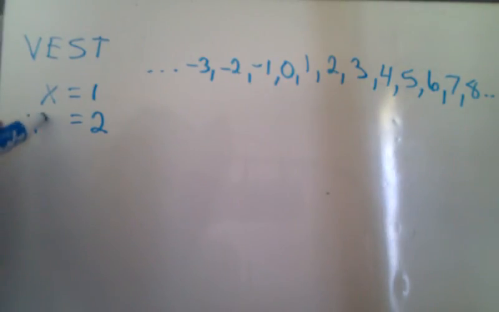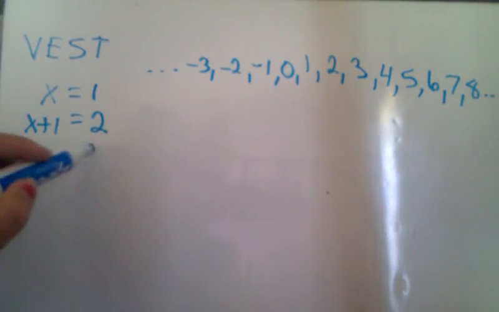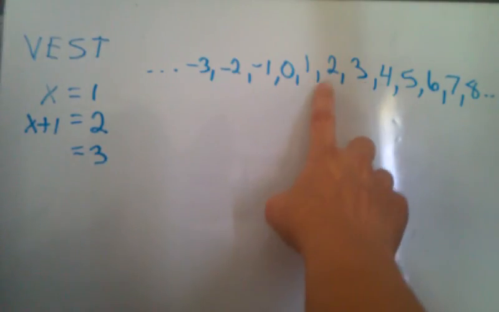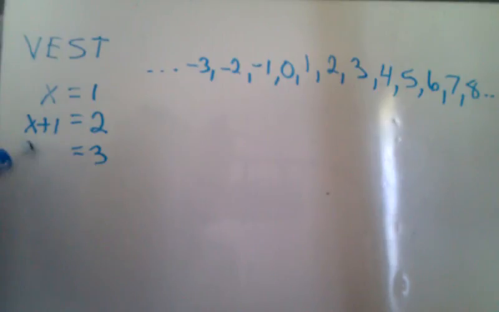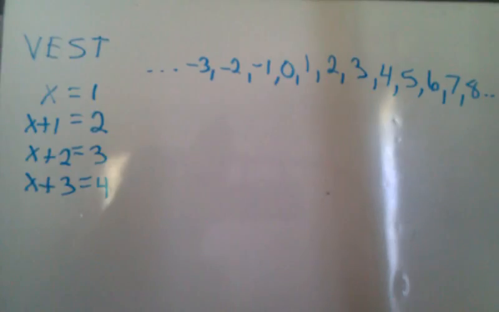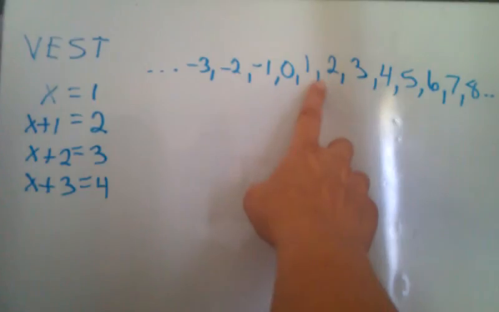So x plus 1 is my second number. What's my third number going to be? I have to add 2. That's going to be my third number, so my fourth number is going to be x plus 3. Okay? Because they're consecutive numbers. They're each just plus 1.